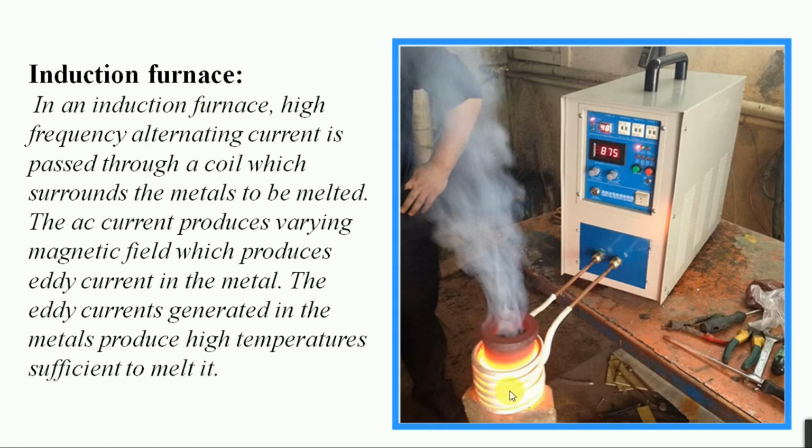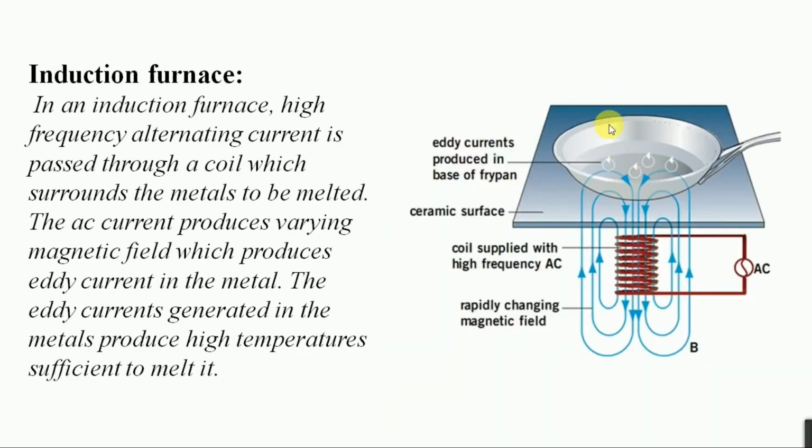In an induction furnace we change the magnetic field in a particular region which needs to be heated. So out here you can see, through this coil we send a large amount of alternating current, and in this coil the alternating magnetic field is produced. Due to this changing magnetic field, a high amount of eddy current is produced inside the furnace, and a lot of heat is produced which melts the samples.